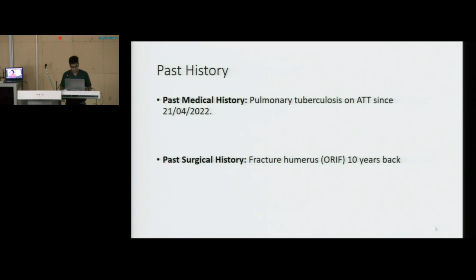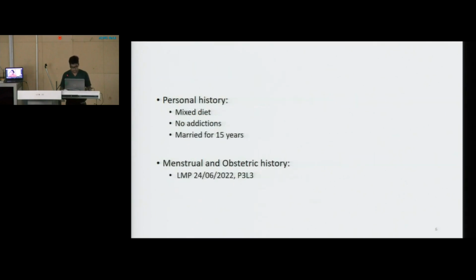The patient received ATT for pulmonary tuberculosis for 3 months. She had a left humerus injury which was managed surgically a decade back. Personal history was not much contributory. She was P3L3 and her last period was 2 days before she was admitted.